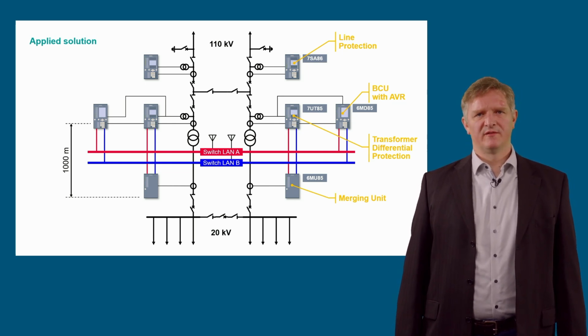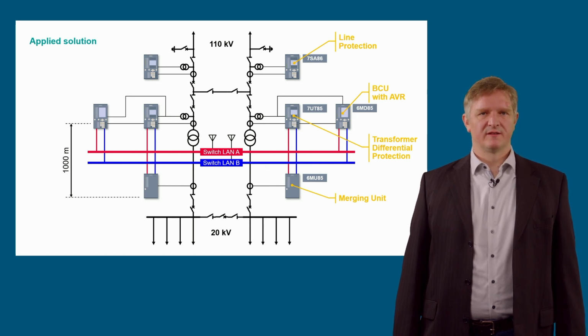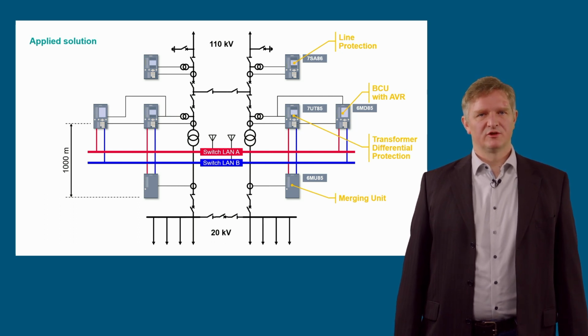A small process bus network consisting of two Ethernet switches with fiber optic Ethernet cables connects the merging units to the transformer protection and bay control devices, providing perfect protection from the harsh electromagnetic environment of the paper mill.